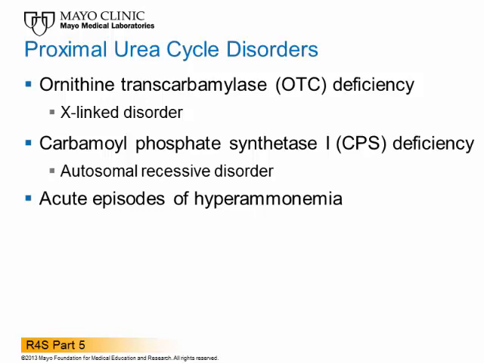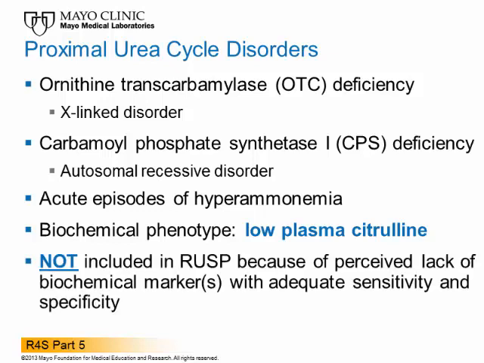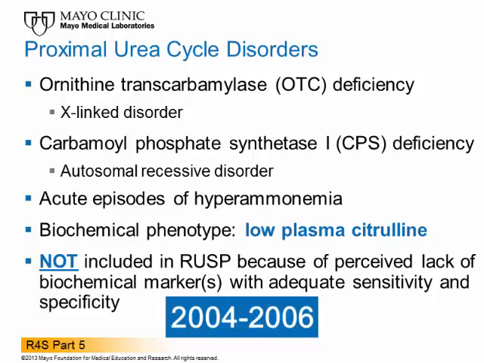The biochemical phenotypes of OTC and CPS are not identical, but share the finding of low plasma concentration of the amino acid citrulline. Although this abnormality is readily detectable in the amino acid profile and a variety of treatment options are available, OTC and CPS were not included in the recommended uniform screening panel because at the time of the proceedings of the expert panel, between 2004 and 2006, it was felt there was no screening test with adequate sensitivity and specificity.